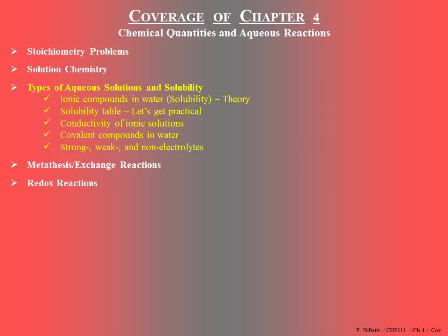Types of aqueous solutions and solubility. In this paragraph, we will discuss ionic compounds in water, the theory, basically what solubility means. We will continue with the solubility table, and then we will discuss conductivity of ionic compounds in solutions. We will make mention about covalent compounds in water as well. We are going to close the paragraph with strong, weak, and non-electrolytes, both the definition as well as examples.